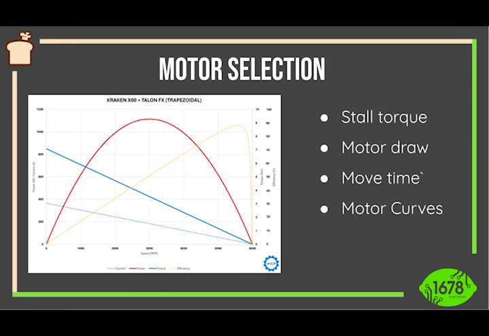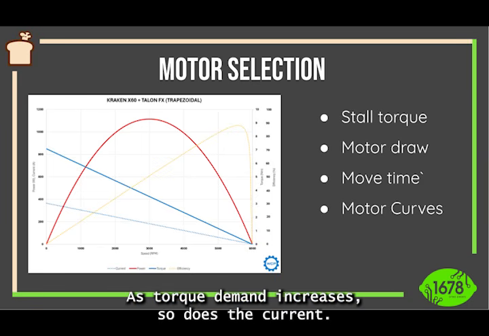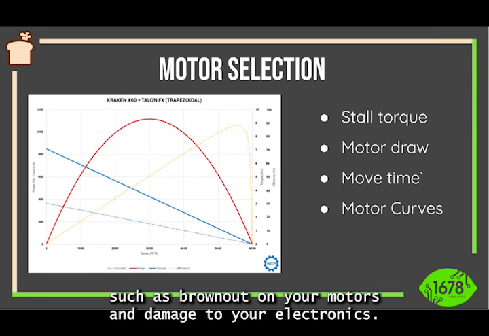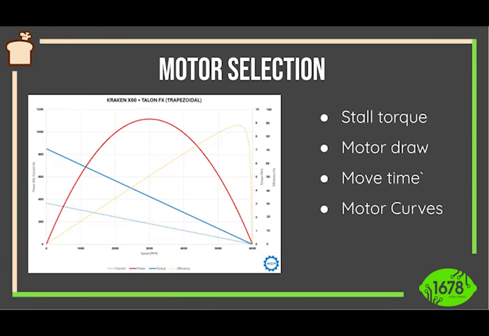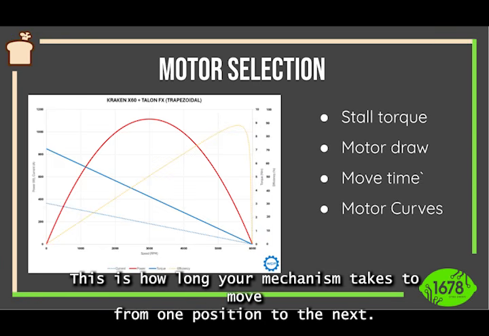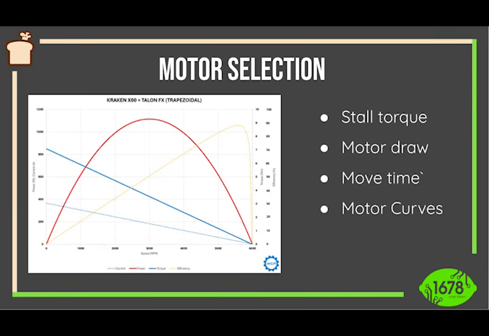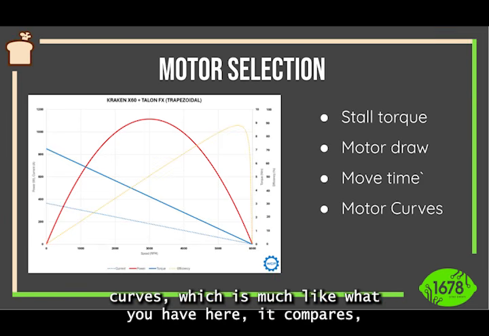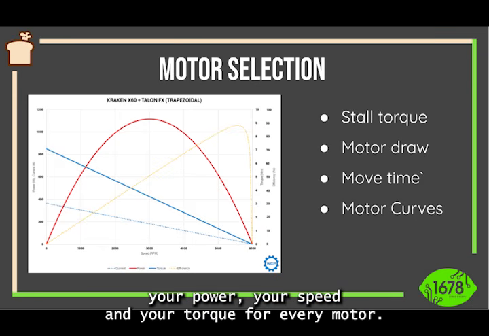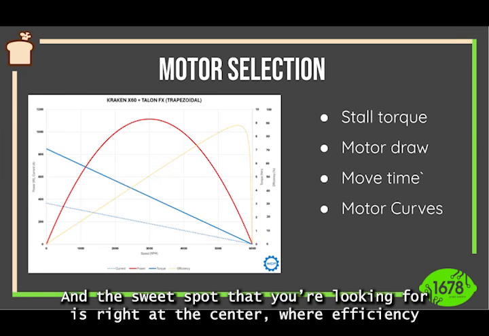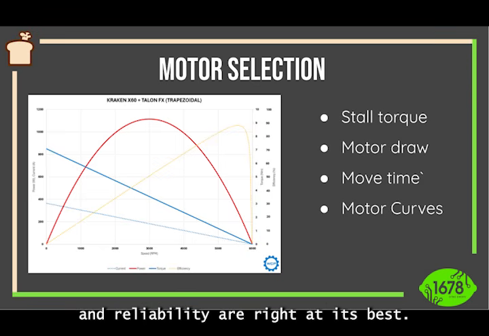Motor draw is exactly this. As torque demand increases, so does the current. Knowing what your draw on each motor is allows you to prevent things such as brownout on your motors and damage to your electronics. The next thing is move time. This is how long your mechanism takes to move from one position to the next, and this depends on speed, torque, or the gearing on your robot. Last thing are motor curves, which is much like what you have here. It compares your power, your speed, and your torque for every motor, and the sweet spot that you're looking for is right at the center, where efficiency and reliability are right at its best.